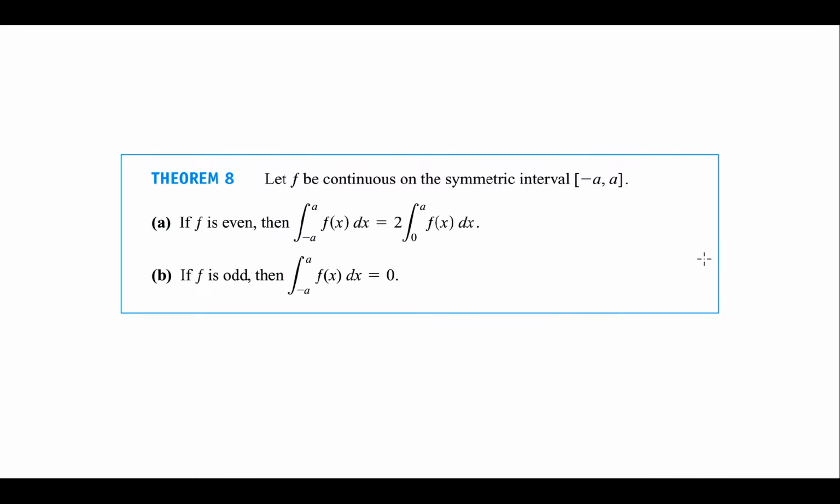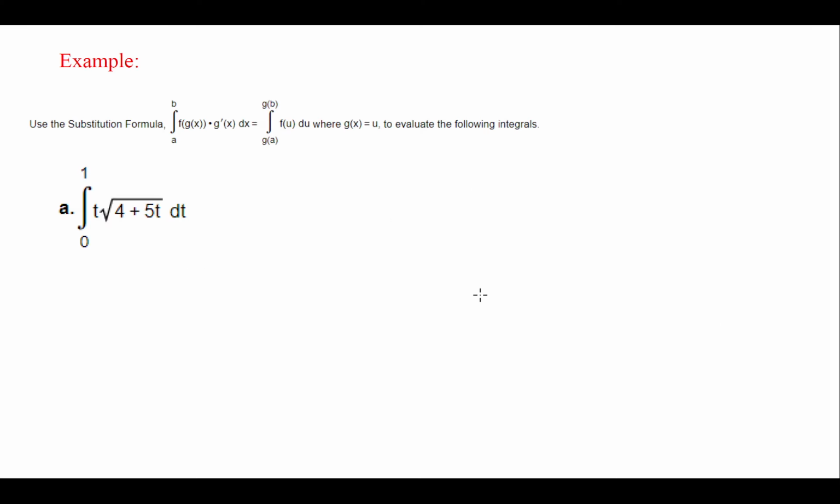So we can conclude the finding here: if we have a continuous symmetrical function and the function is an even function, the integration from negative a to positive a is equal to 2 times the integration from 0 to a. Similarly, if we are playing with an odd function, the integration from negative a to positive a is actually 0. So now let's look at some examples using the substitution method.